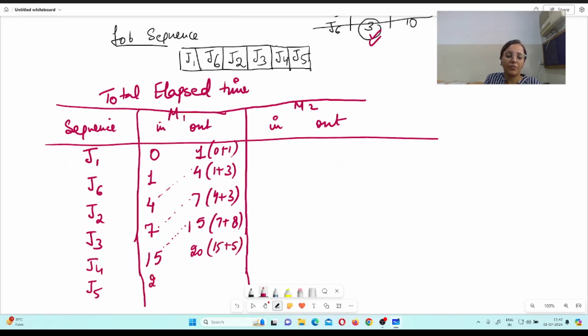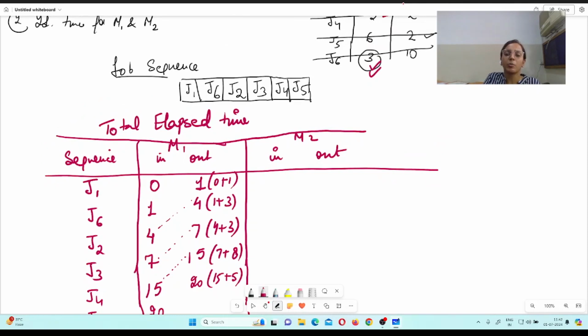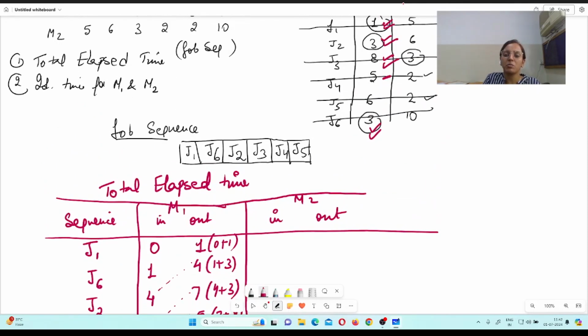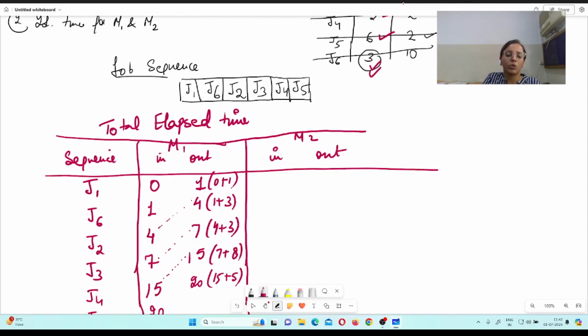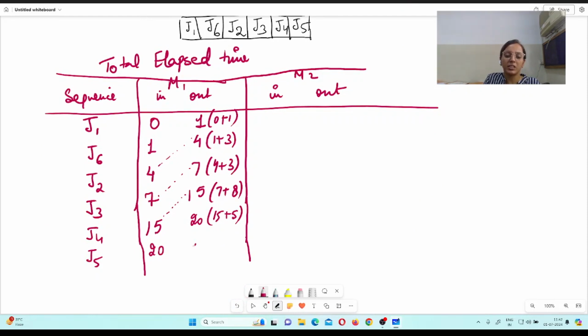Right now for J5, the last one is 20, and the processing time by the J5 by the machine 1 is 6. So write it over here 20 plus 6, that is 26. In bracket, you can write it 20 plus 6, that will be 26. Right. Now this is for the machine 1. Now we are coming up to the machine 2.